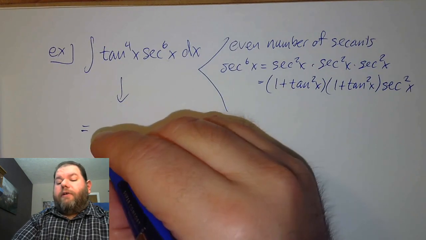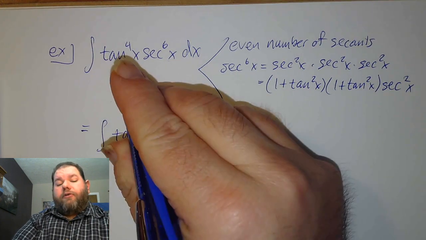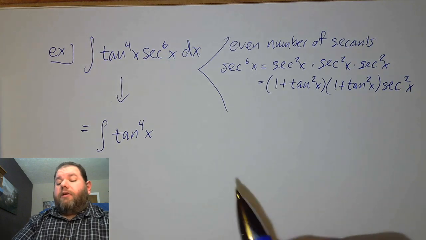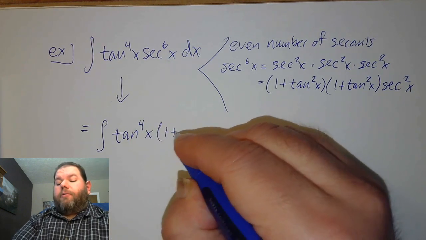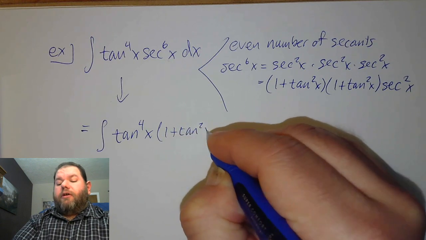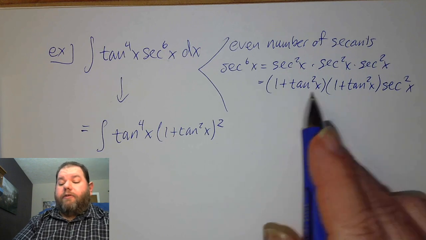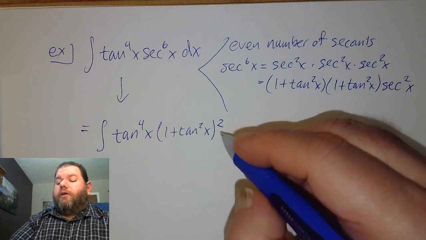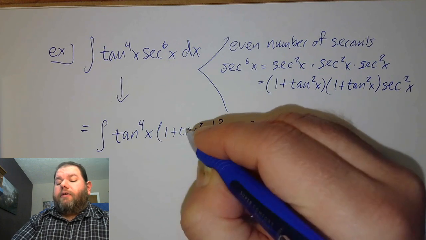So what that gives us now is we still have our tangent to the fourth x that we started with. We didn't mess with that term at all. And then our secant 6, we've now changed it to 1 plus tangent squared x. And we have two of those, so we can actually write it as a square if we prefer rather than two separate terms. And we also have a secant squared x dx.